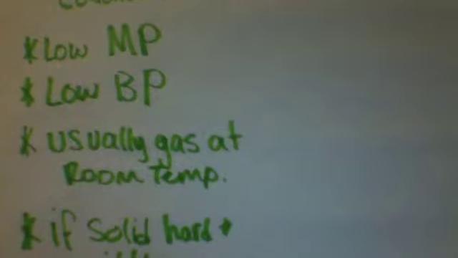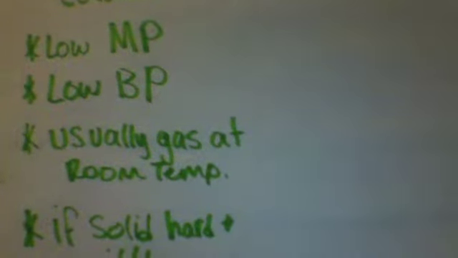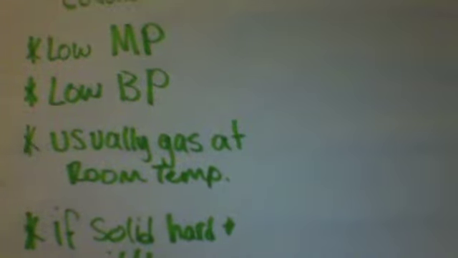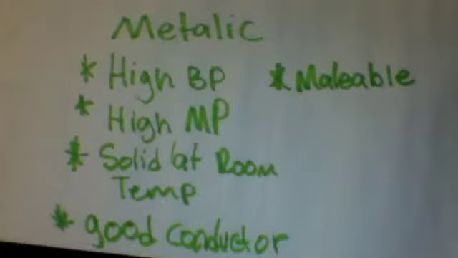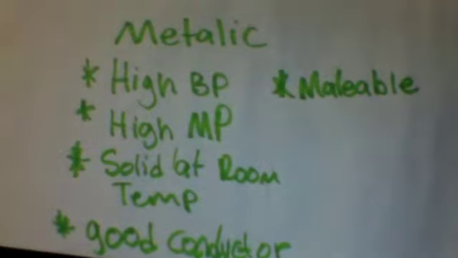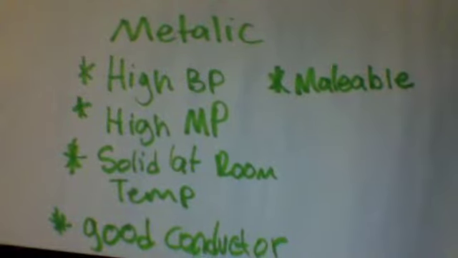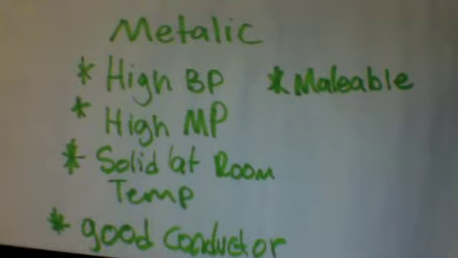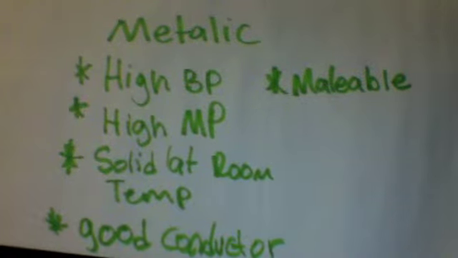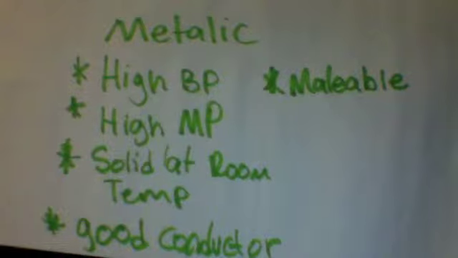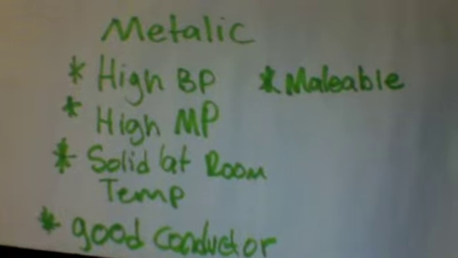Now the properties of covalent bonds. Covalent bonds normally have a low melting point, a low boiling point, usually gas at room temperature, and if solid, they're very hard. Metallic properties have a high boiling point, a high melting point. They're solid at room temperature, they're good conductors, and they're malleable. Most or all metallic compounds or bonds share similar qualities and traits as metals.